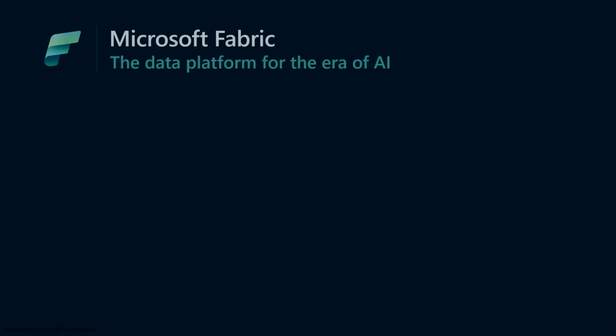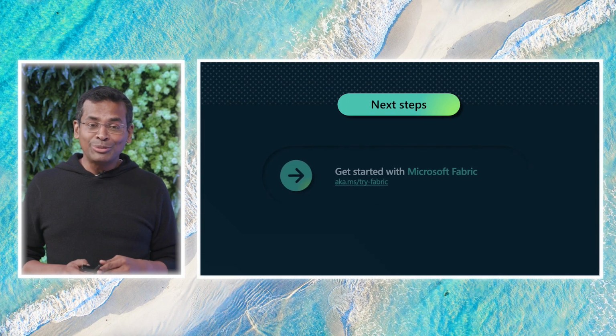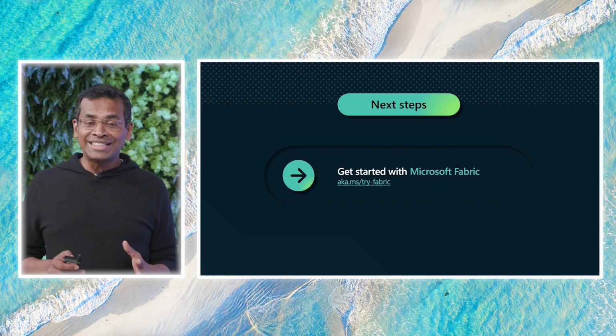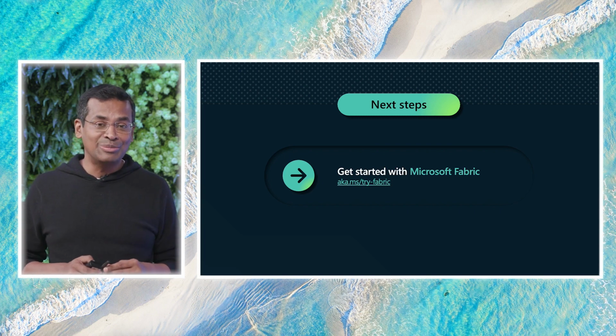So that's the availability. Finally, this is what we have, folks: a complete analytics platform delivered as SaaS with 7 core workloads, all sitting on top of OneLake. So hopefully you're as excited about it as I am. This is what we're doing with Microsoft Fabric. Hopefully this is exciting for you. Hopefully you're as excited as we are. We can't wait to get this in the hands of customers.